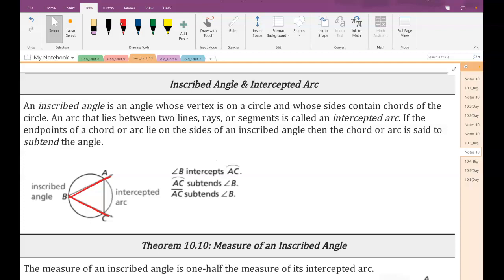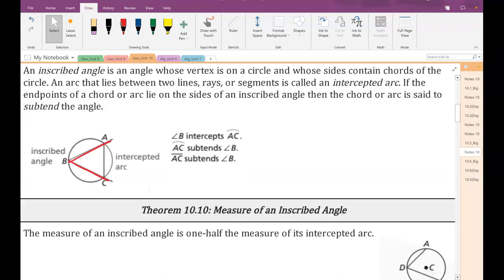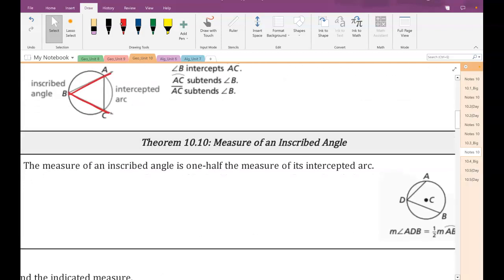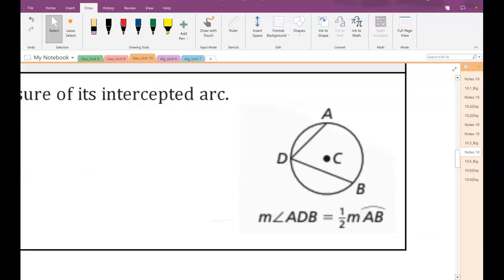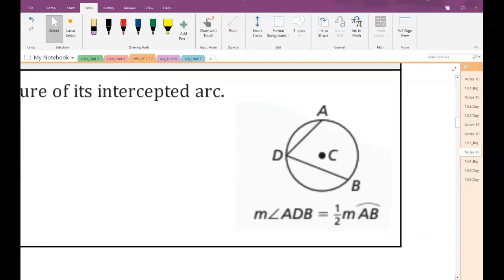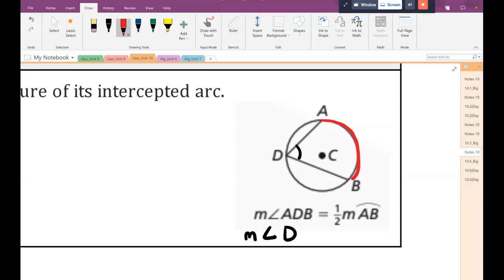Why it's important to know what inscribed and all those words mean is because we have a bunch of theorems that use those vocabulary words. So our first one, measure of an inscribed angle. The measure of an inscribed angle is 1/2 the measure of its intercepted arc. In our diagram here, we're looking at angle D, or we could call it angle ADB. Both would be good to say. So the measure of angle D, these two are the same, so we talk about this guy right here. That's equal to 1/2 of the measurement of this longer arc here.